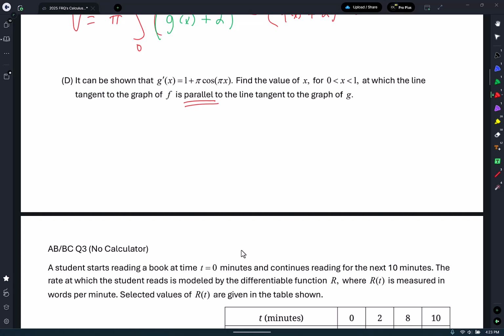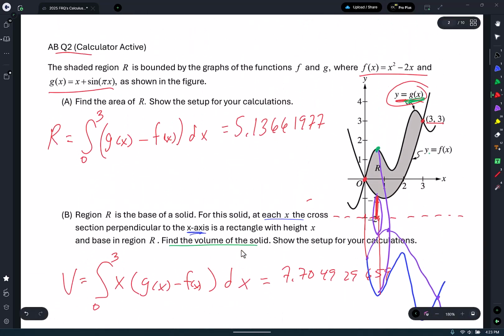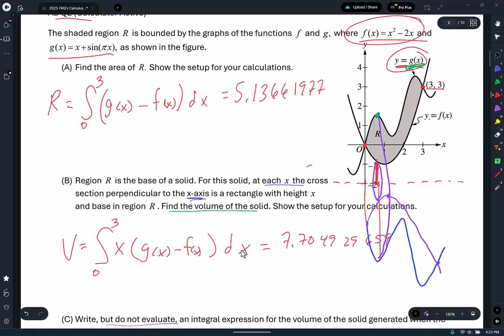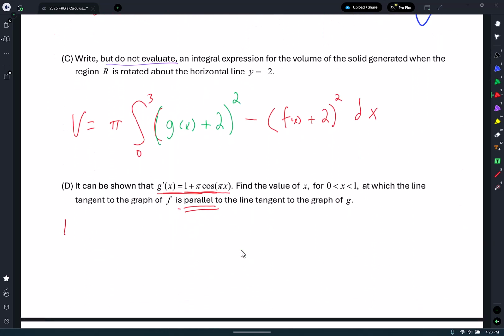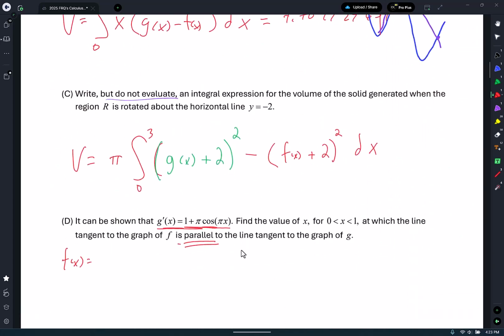So look, if it can be shown, this is g prime. G prime tells you the slope of g at any x value, right? Find the value of x between 0 and 1 in which the line tangent to the graph of f is parallel to the line of graph of g. Okay, well, the f is this. So I'm going to take the derivative of f because the derivative of f tells me the slope of how f behaves for any x value, right? Do you know what I mean? So here we go. I'm going to go f of x equals, and what was f of x? X squared minus 2x.